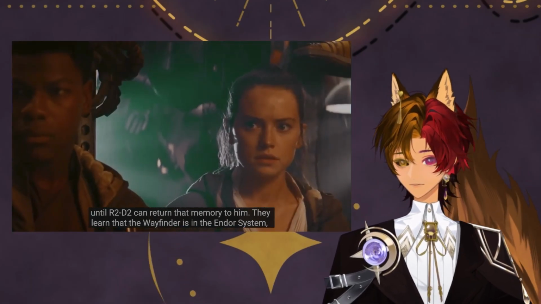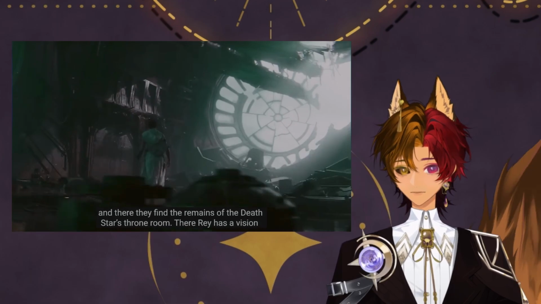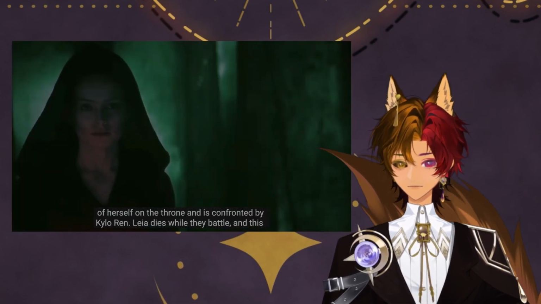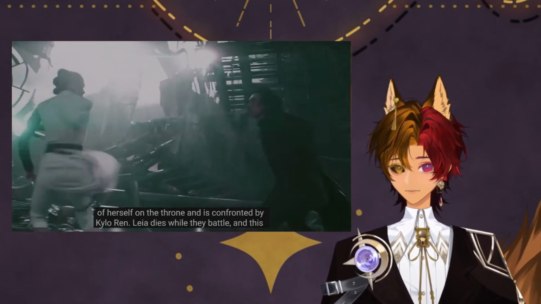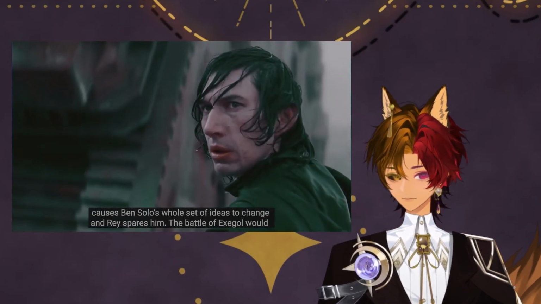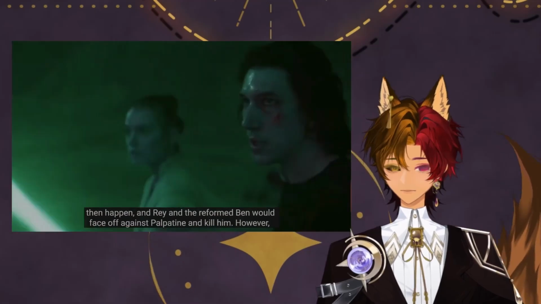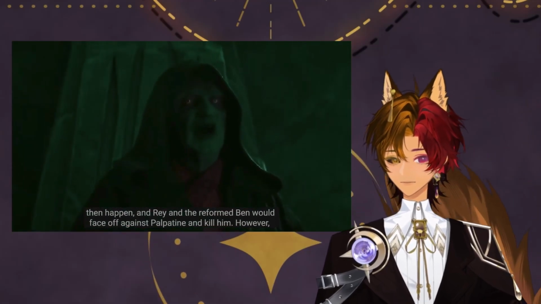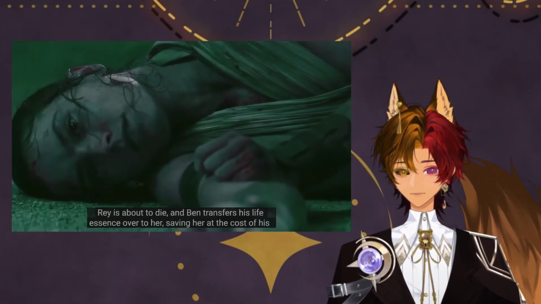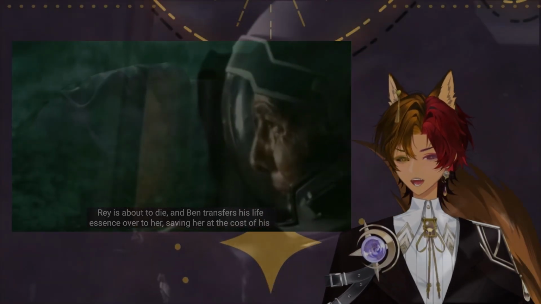They learn that the Wayfinder is in the Endor system, and there they find the remains of the Death Star's throne room. There, Rey has a vision of herself on the throne and is confronted by Kylo Ren. Leia dies while they battle, and this causes Ben Solo's whole set of ideas to change, and Rey spares him. The Battle of Exegol would then happen, and Rey and the reformed Ben would face off against Palpatine and kill him. However, Rey is about to die, and Ben transfers his life essence over to her, saving her at the cost of his own life.